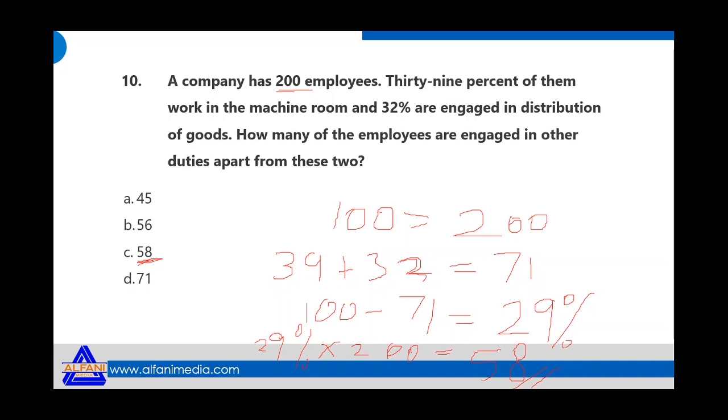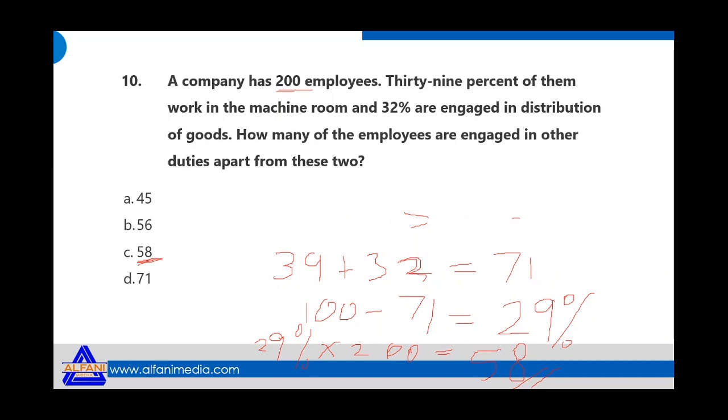So this is one way of doing it: working with the percentages. We have 32 and 39 together, and then you take it from the 100%, since 100% is something that is full. Now from 100% we get the 29%, and 29% times the 200 will give us the actual figure of employees. Another way to do it is to take 32% of 200 to get the actual figure, and 39% of the 200 to get the actual figure. Whatever you get, you add together and subtract from the 200.